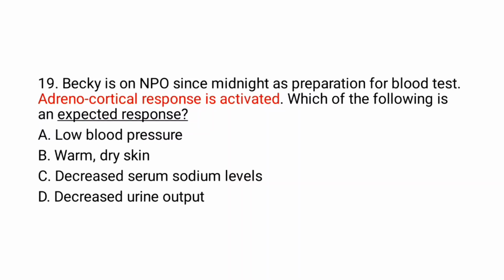A. Low blood pressure. B. Warm, dry skin. Letter C. Decreased serum sodium levels. And letter D. Decreased urine output. The correct answer here is letter D. Decreased urine output. Adrenocortical response involves release of aldosterone that leads to retention of sodium and water. This results in decreased urine output. Sagot? Letter D. Decreased urine output.